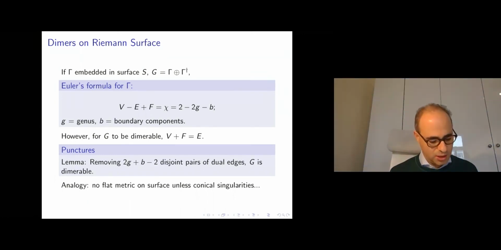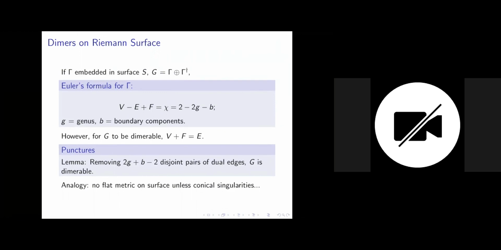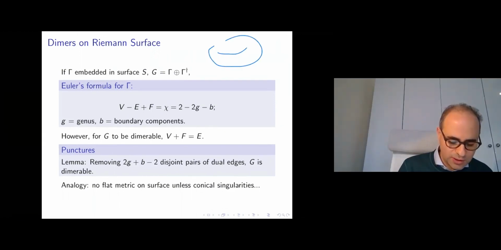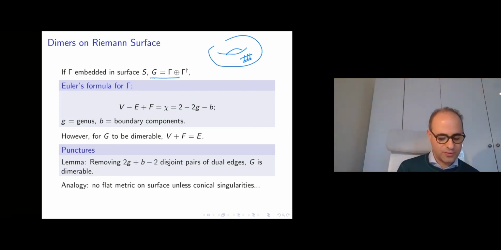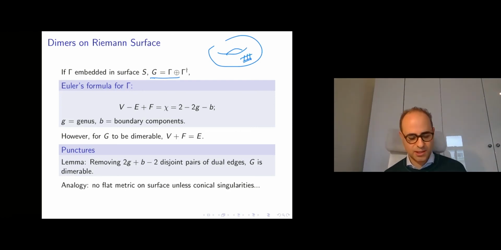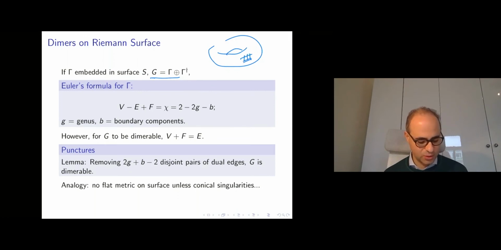All right. So I will start with some surface. You can think maybe this is the torus. And I have a graph gamma embedded on this surface. And again, what I will do is consider the dimer model on the graph G, which is obtained by superposing gamma and its dual. And there's a bit of Euler's formula that you need to do to realize that if you just try to define the dimer model like that, it's in general not going to work. You have to do a bit of surgery. You have to remove a certain number of edges.